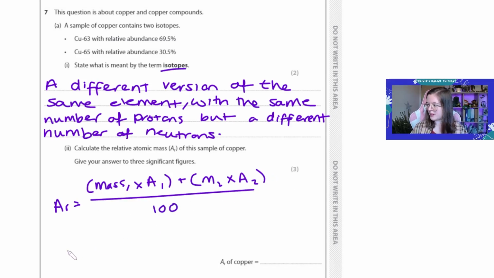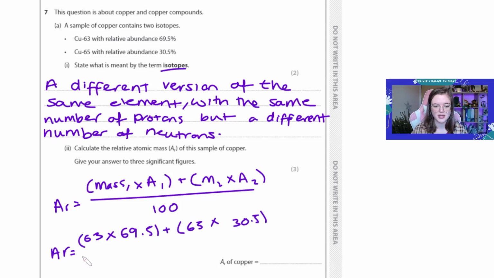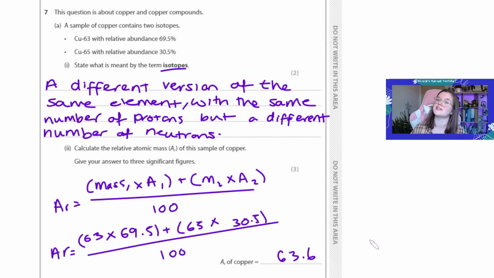So what we're going to then get is Ar is the mass one, which is 63, times the abundance one, which is 69.5. And then we're going to add that to the mass of the second, which is 65, times the abundance of the second, which is 30.5. Then we're going to divide all that by 100. And what do we get? We get 63.6. And there we go, that's 3 marks.